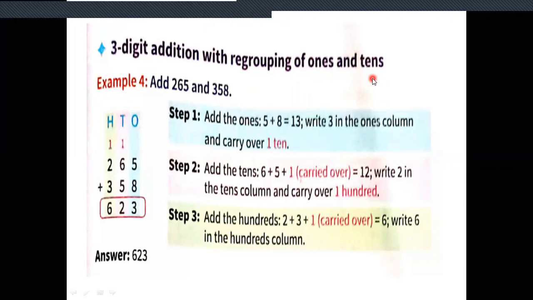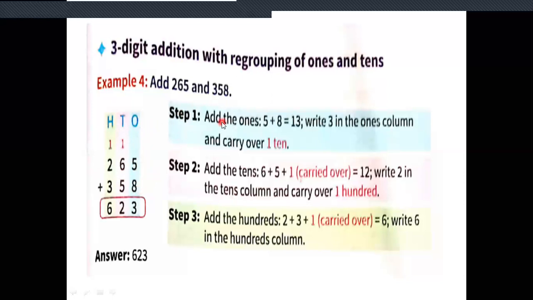Now I am going to teach with regrouping of ones and tens. Add 265 and 358. See here how you will write hundreds, tens, ones: 265 plus 358. Always you have to add from the ones place. Keep it in your mind. Understood? Okay.